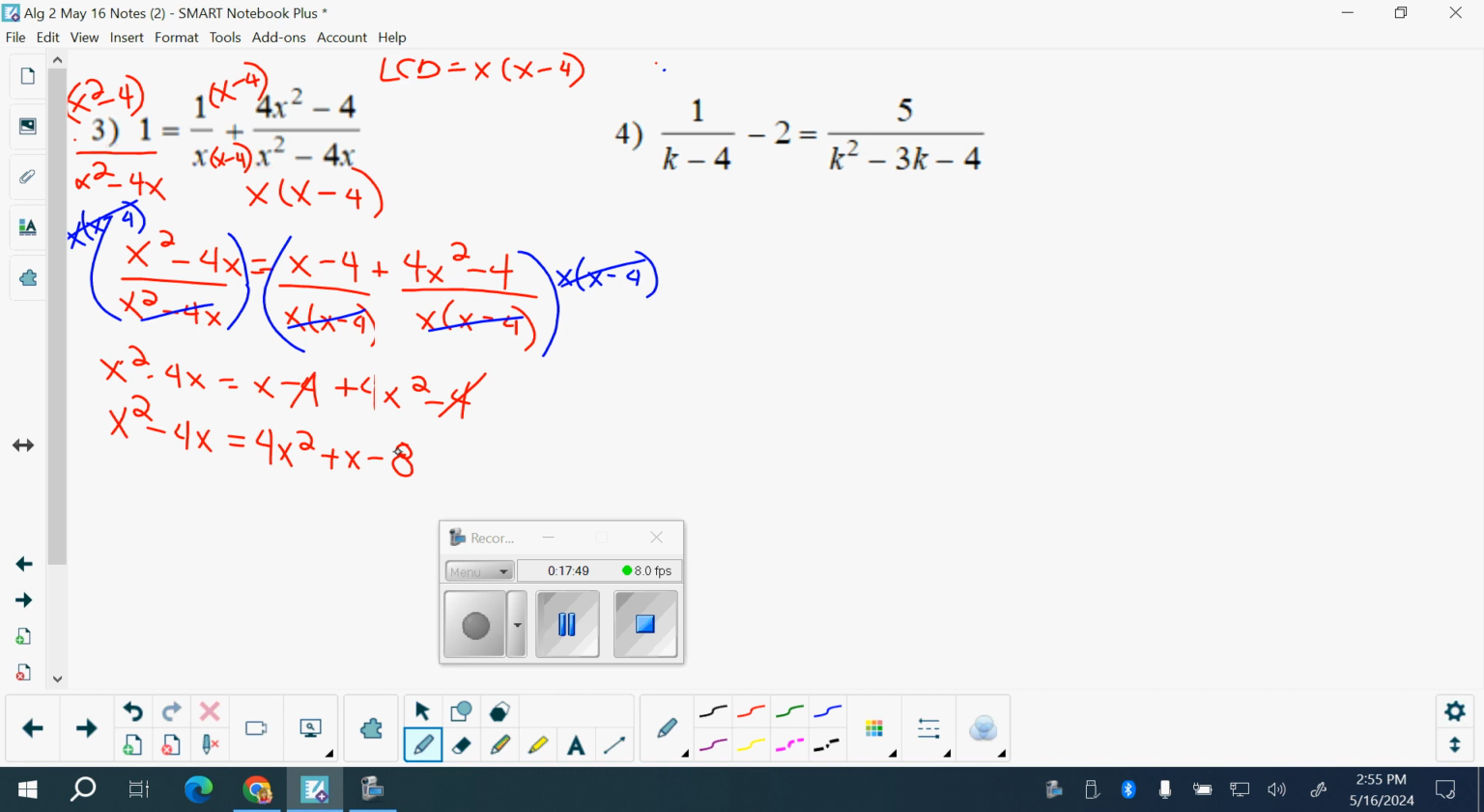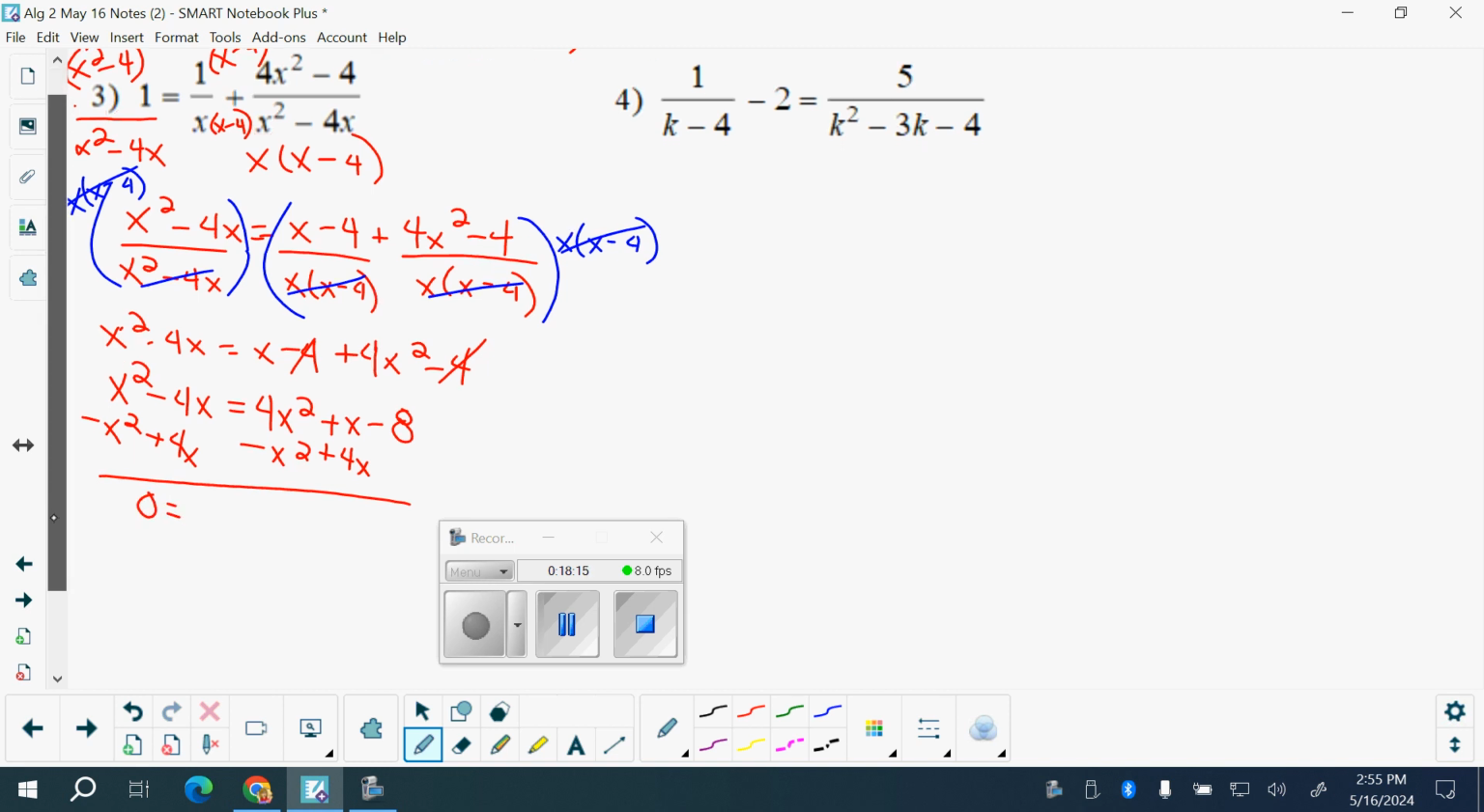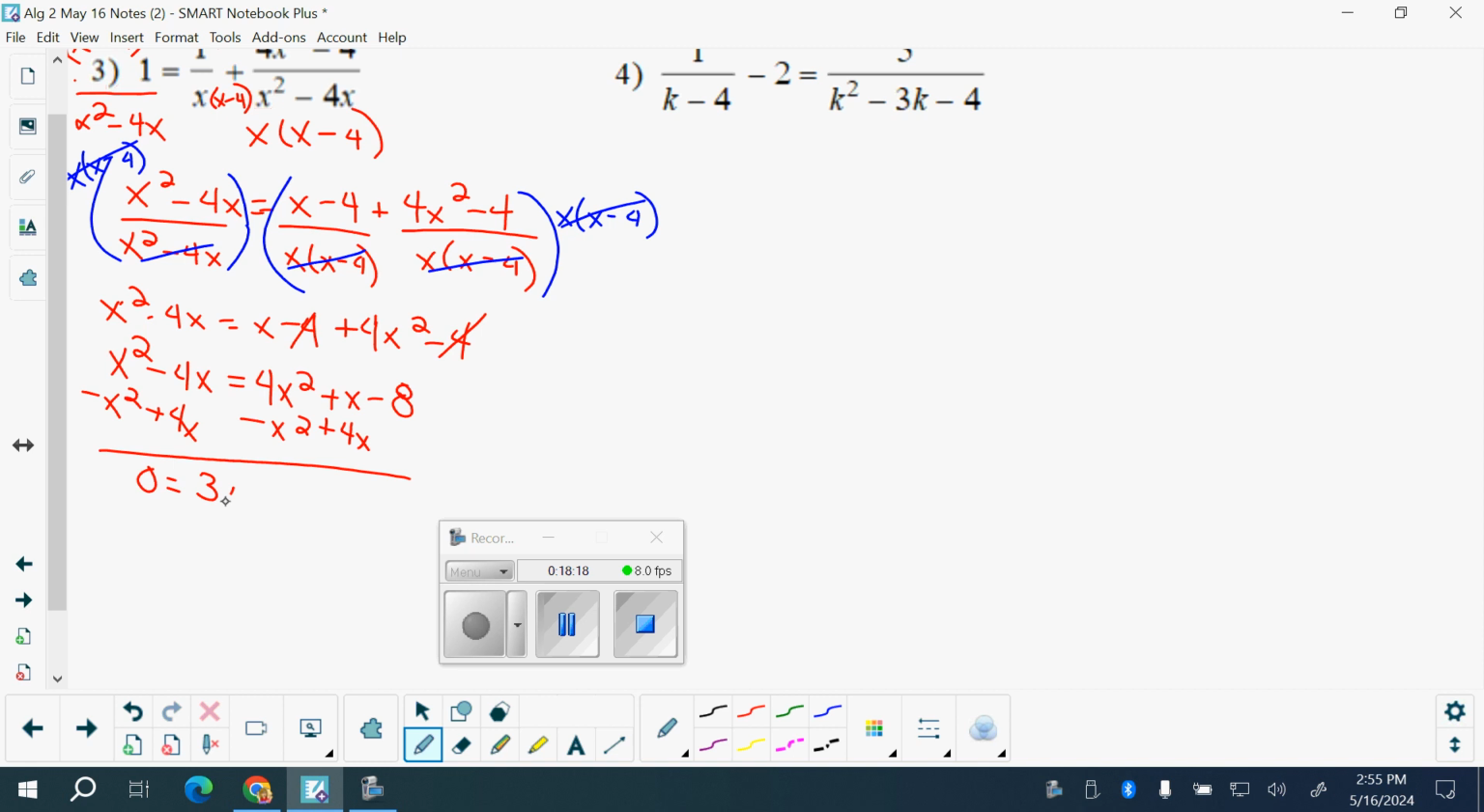I know, really algebra heavy today, huh? We're going to need to factor, so we're going to need to get it equal to 0. So because this has a 4x squared and this is an x squared, I'm going to subtract x squared from both sides and add 4x. So we get 0 equals 3x squared plus 5x minus 8. And then we know we need to factor. How do we factor this one?